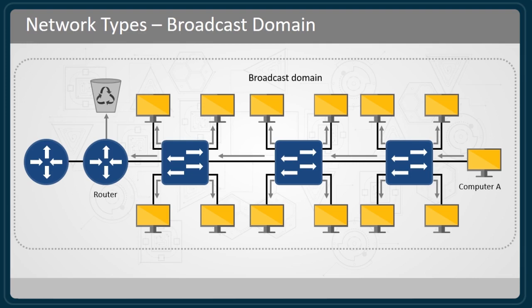And the reason for that is if they allowed them through the router to the next network and then to the next network and the next network, they quite literally could theoretically go forever, including over the internet. So there has to be a means to say that's far enough. And that is the router. When a router receives a broadcast packet over one of its interfaces, it will simply discard it. That's why we see the recycle bin.